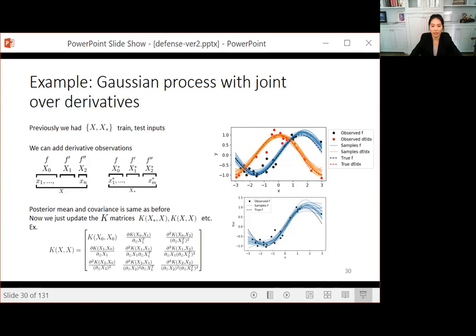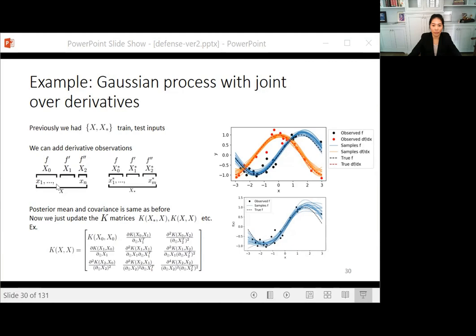So now we're going to look at the Gaussian process, and we want to include derivatives in the joint. And this is because we need to calculate the bulk modulus and the minimum volume. So previously we had X and X star, train and test inputs. Now we want to add a derivative observation. So we can just think about concatenating these derivative observations together. And yeah, if we have these X and X star inputs, we can just concatenate them.